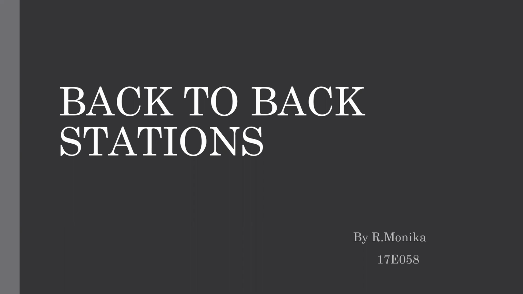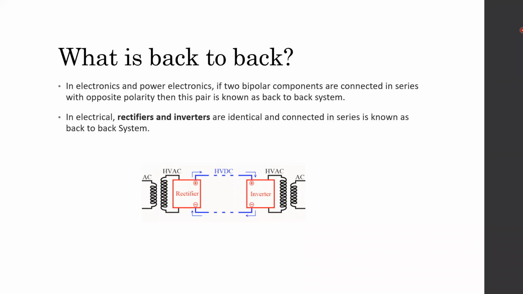Let's see, what is back-to-back? Generally, in electronics and power electronics, if two bipolar components are connected in series with opposite polarity, then this pair is known as a back-to-back system. Similarly, in electrical systems, rectifiers and inverters that are identical and connected in series are known as a back-to-back system. From this diagram, the rectifier and the inverter are connected in series via an HVDC link. Hence, it is also an HVDC back-to-back link.